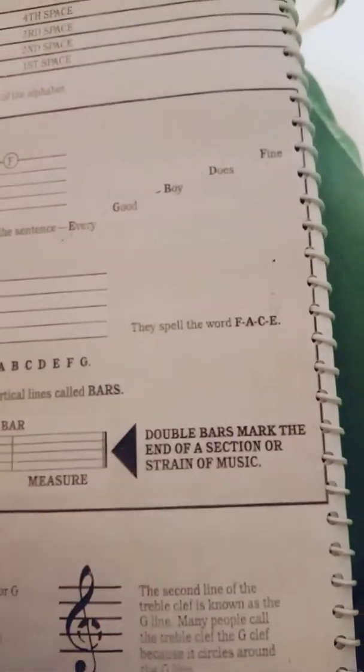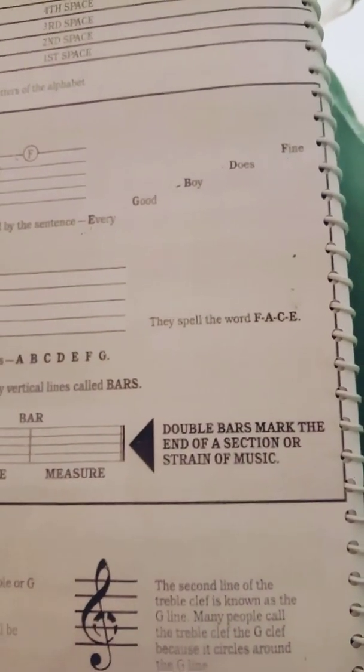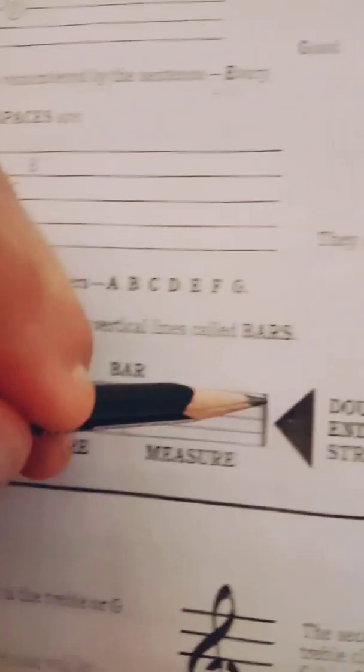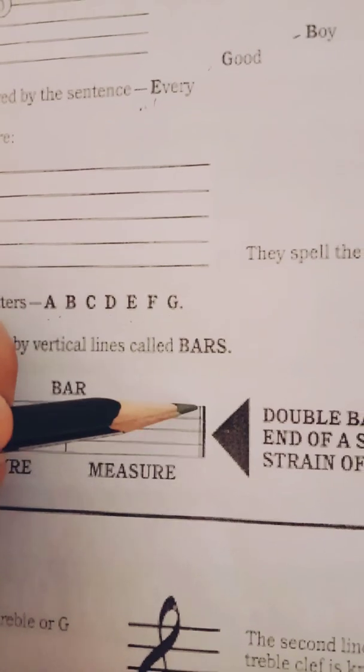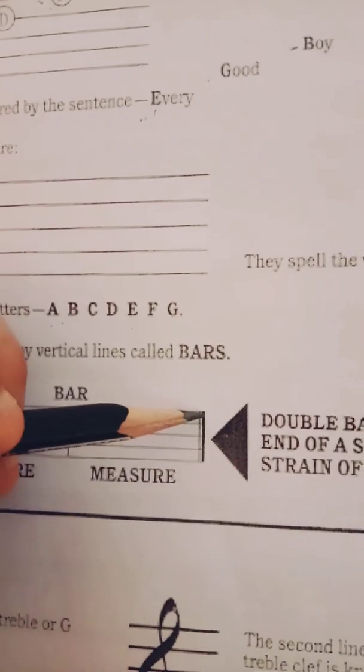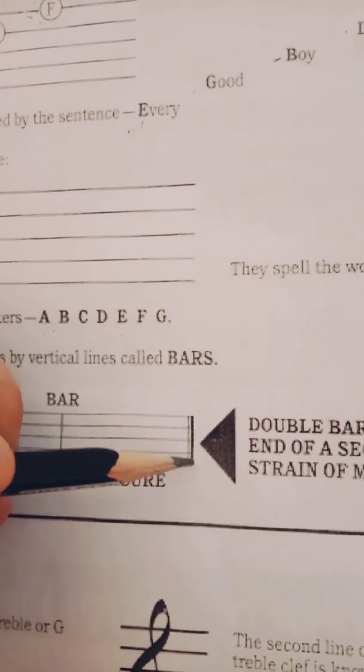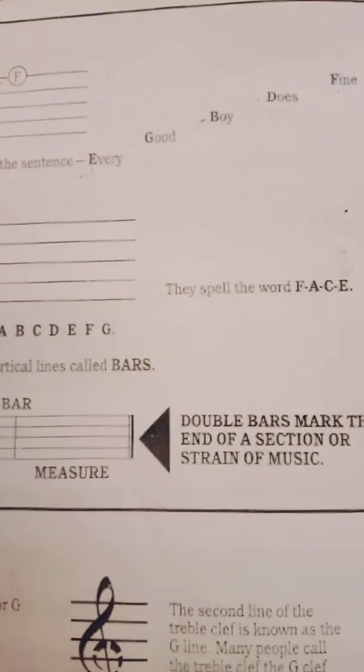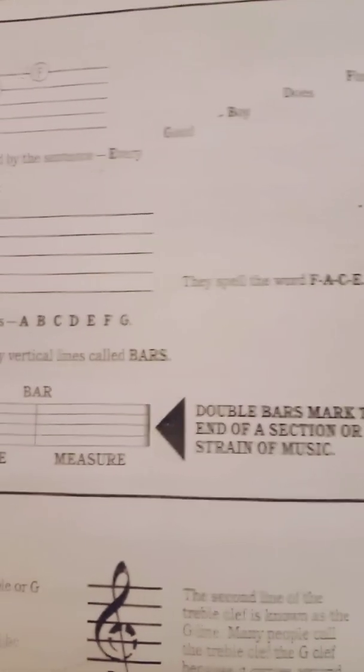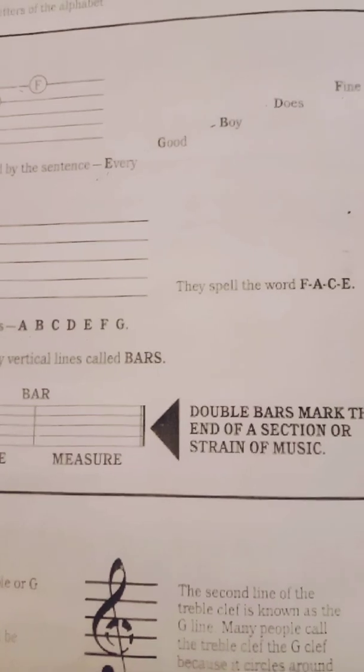The double bars mark the end of a section or a strain of music. So you see there's this double bar here. There's a single line which is faint, and then there's a dark line. This signifies the end of a section of a piece of music.